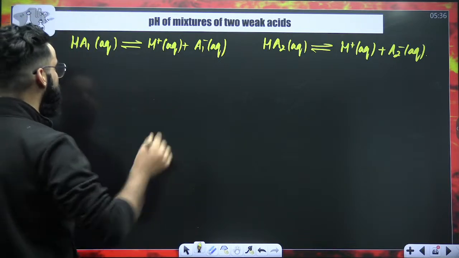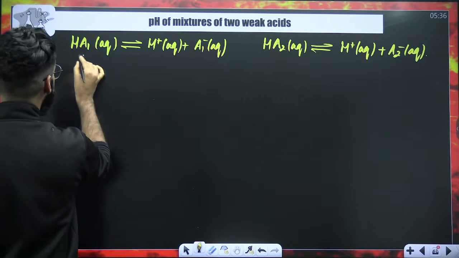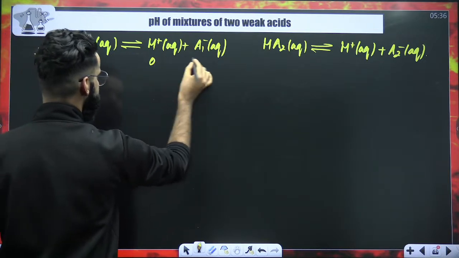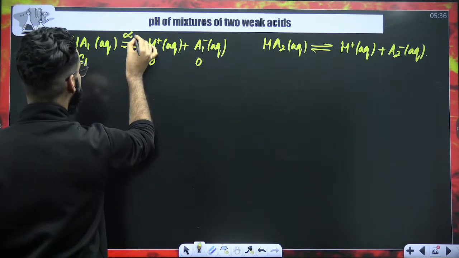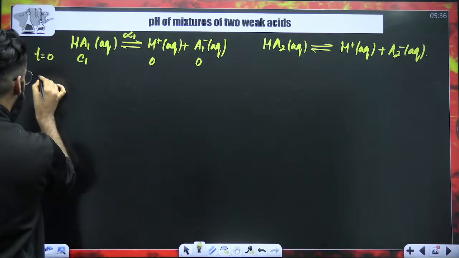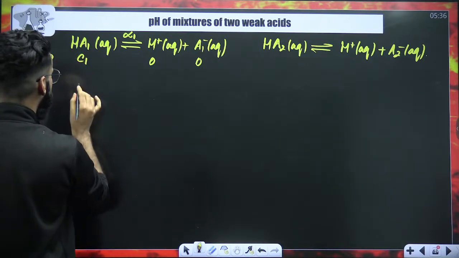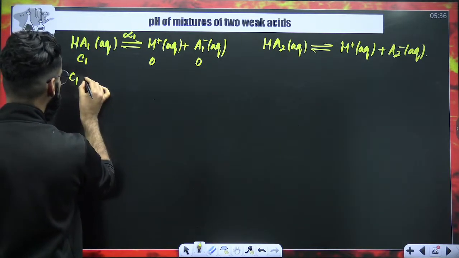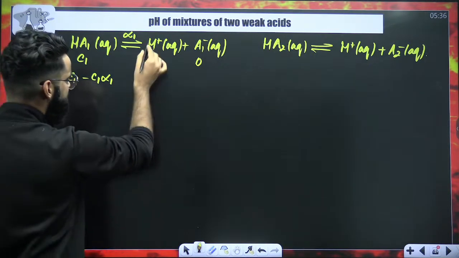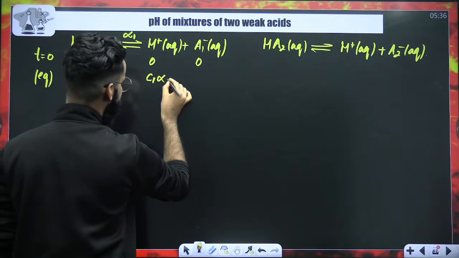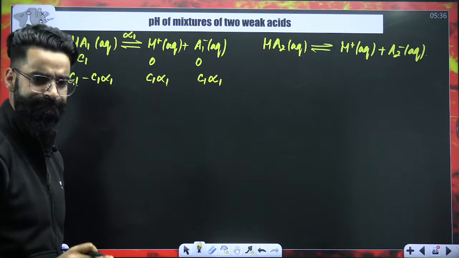Now, assume certain things. Let's assume that at time t equal to 0, its concentration is C1, and the ions are 0 and 0. Let's assume the degree of ionization of this weak acid is alpha 1. So at equilibrium, the concentration of HA1 present in the container is C1 minus C1 alpha 1. The concentration of H positive from this weak acid is C1 alpha 1, and A1 negative is also C1 alpha 1.